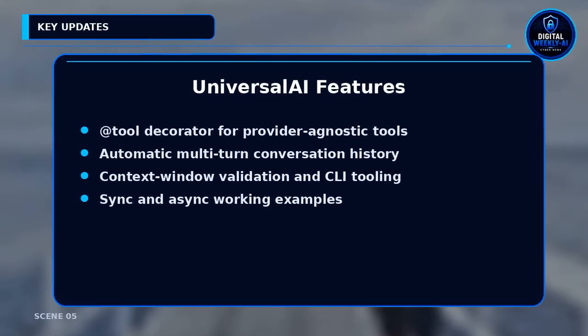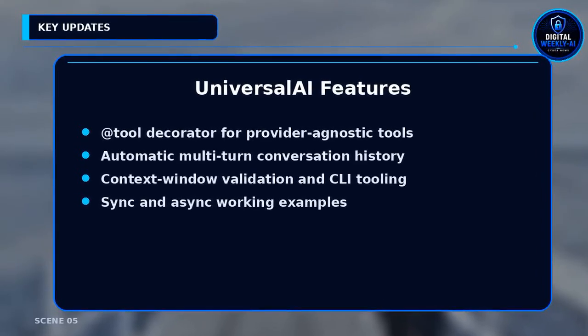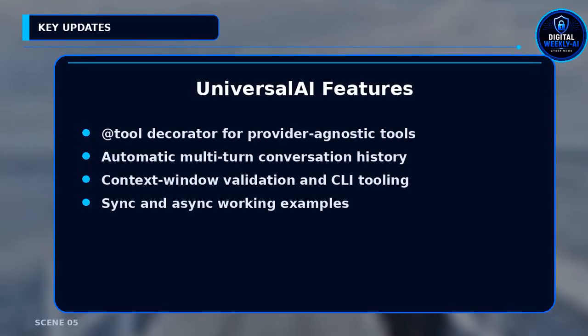UniversalAI, a request-style library for AI. It provides a single Python SDK that normalizes multiple LLM provider APIs. Features include a tool decorator, automatic multi-turn history, context window validation, sync and async modes, a CLI, and observability hooks.